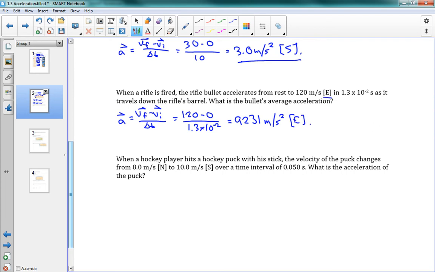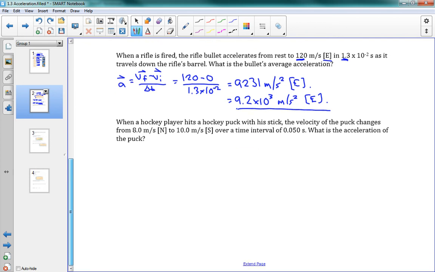Now there's one piece I need to fix here. We're only given two digits, so I guess you could call this 3, but anyway, we're only given 2 digits here. Means our answer needs to be 2 digits. And I'll use scientific notation here. There's my final answer.